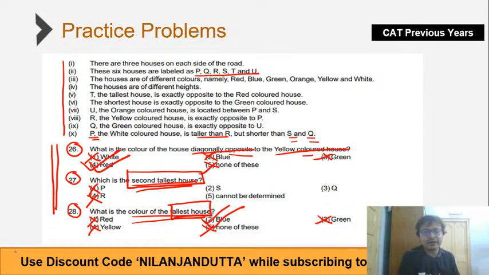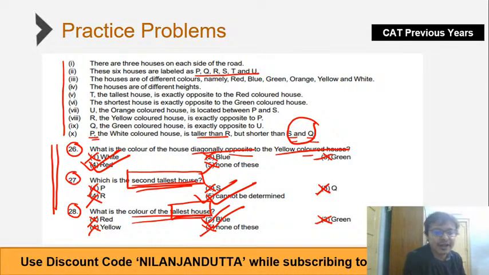So the answer can be either S or Q or cannot be determined. However, if you look at the clues on S and Q, there is no clue which talks about the relative height of S and Q, which means we can never conclude out of S and Q which is the second tallest, because there is no clue which compares S versus Q in terms of height. Yes, P is shorter than both S and Q, but among S and Q there is no clue which talks about a comparison of height. So the answer can neither be definitely S nor definitely Q. So the only possible way out is option 5, that is cannot be determined.